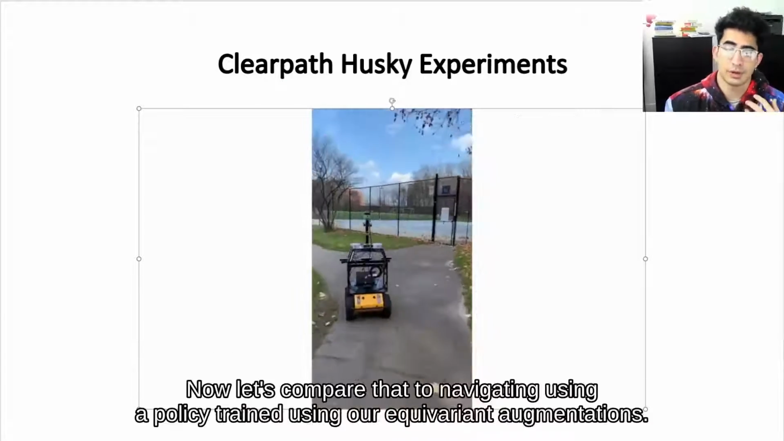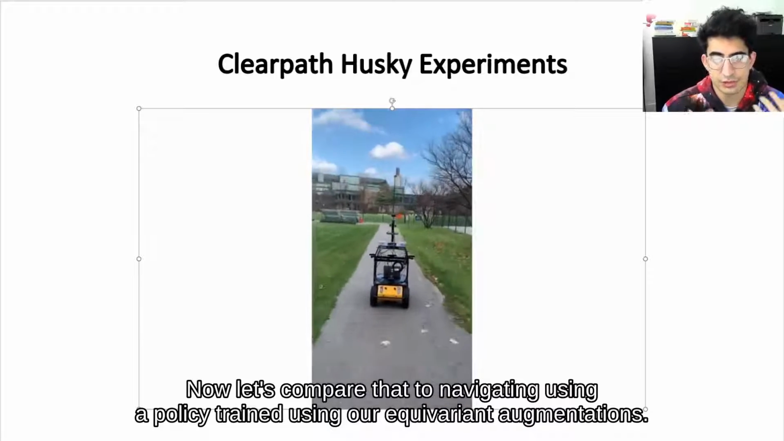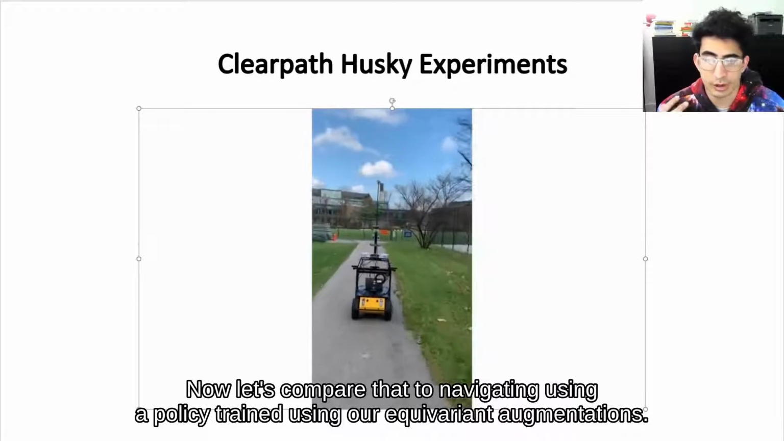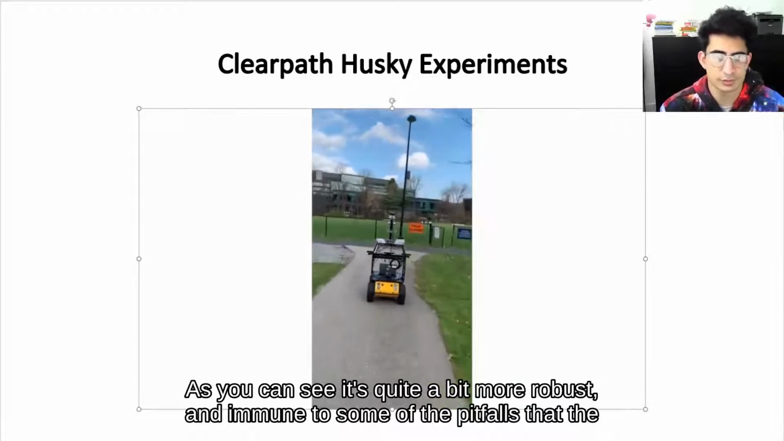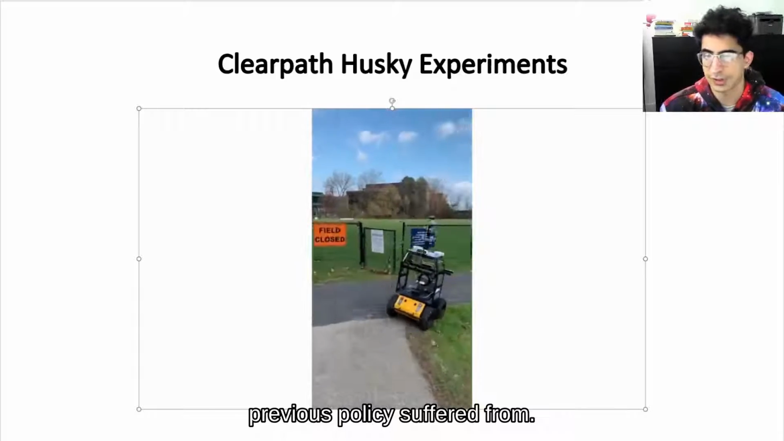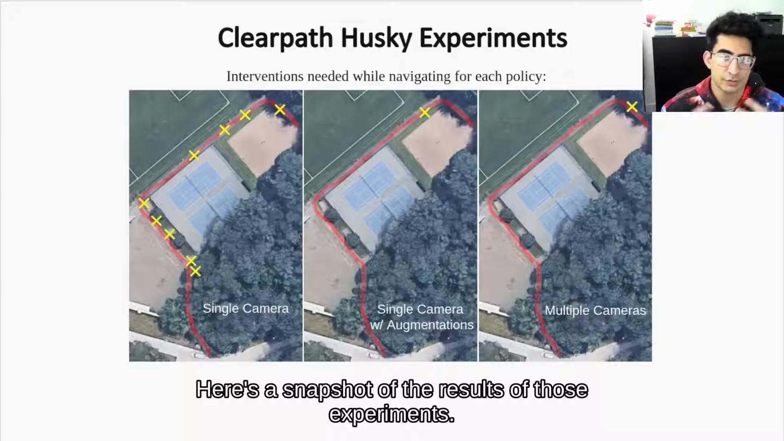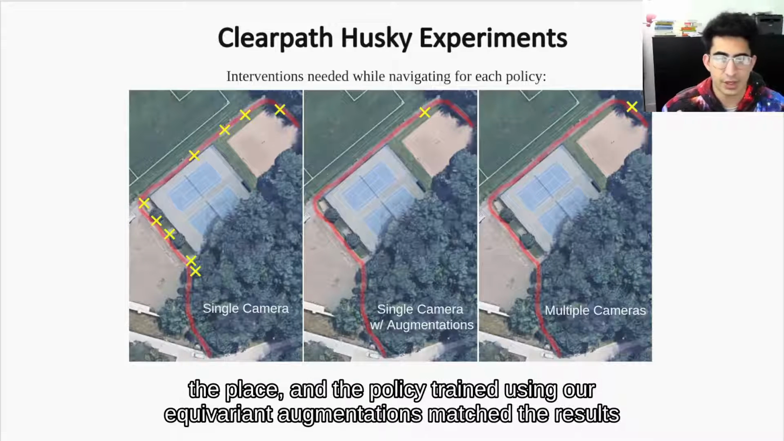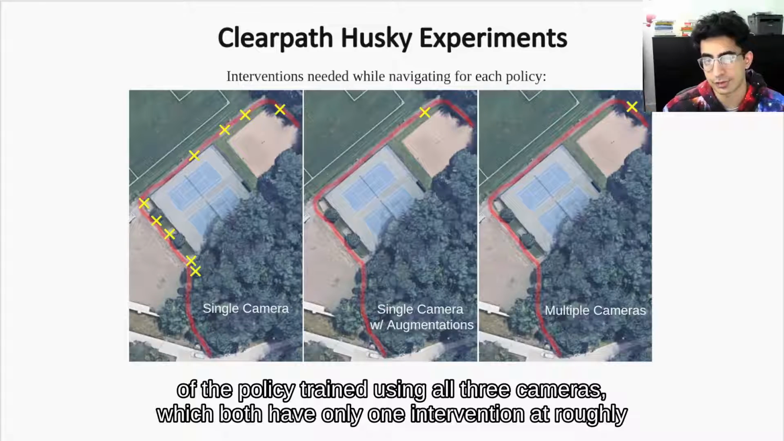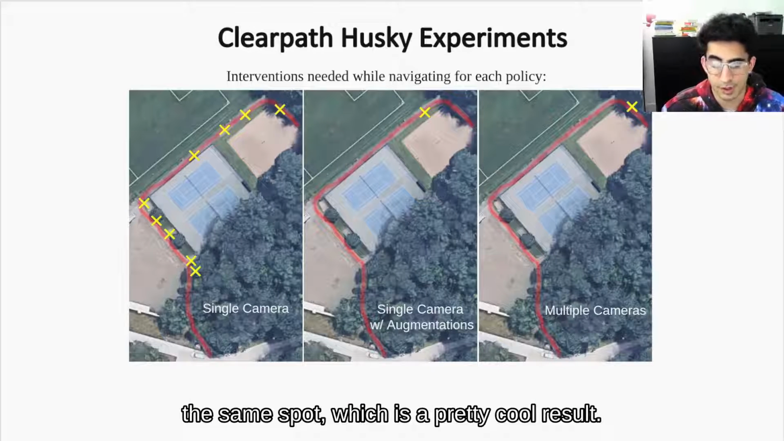As you can see, it doesn't have the best performance, and it drifts off of the road from time to time. Now, let's compare that to navigating using a policy trained using our equivariant augmentations. As you can see, it's quite a bit more robust and immune to some of the pitfalls that the previous policy suffered from. Here's a snapshot of the results of those experiments. As you can see, the policy trained using a single camera alone had 9 interventions all over the place, and the policy trained using our equivariant augmentations matched the results of the policy trained using all 3 cameras, which both only have 1 intervention at roughly the same spot, which is a pretty cool result.